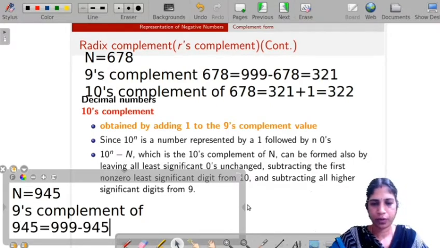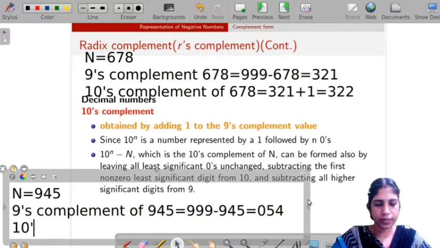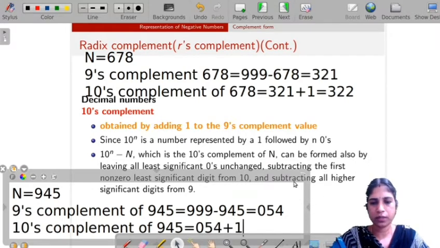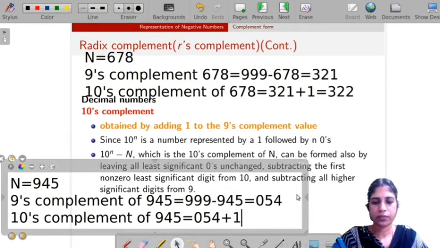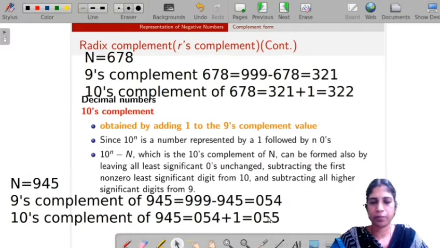Okay, that is equal to 054. Next we find the 10's complement. The 10's complement of 945 is equal to the 9's complement plus 1. That is 054 plus 1 is equal to 055. Okay, 9's complement plus 1.